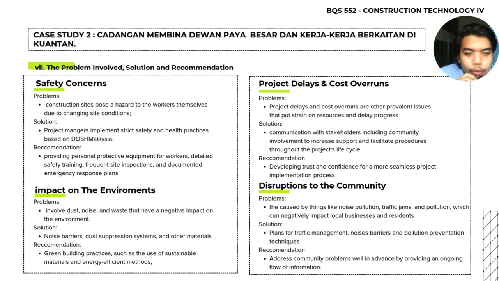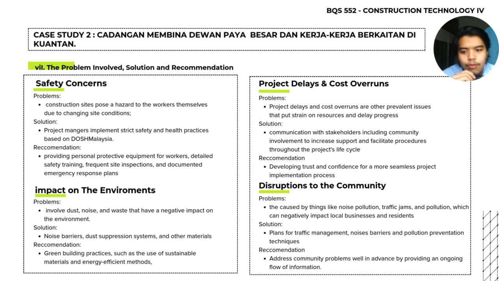Okay, so in this slide, I will explain the problem involved, solution, and recommendation for this construction project. We go through the first issue, which is the safety concern. The problem is that construction sites pose a hazard to the workers themselves due to changing site conditions. The solution is that the project manager implements strict safety and health practices based on documentation. And the recommendation for this issue is to provide personal protective equipment for the workers, detailed safety training, frequent site inspection, and a documented emergency response plan.